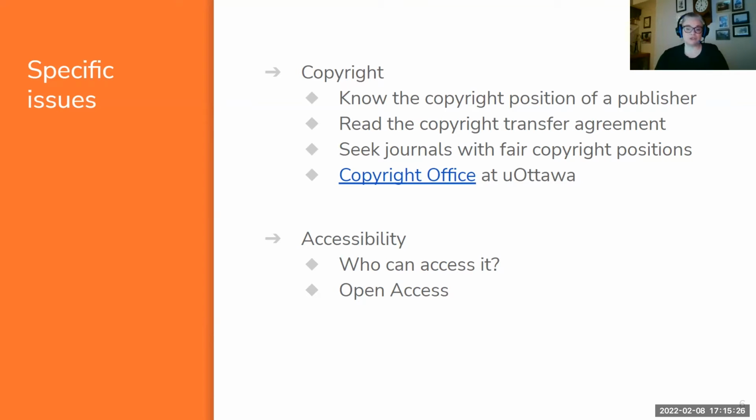Or if you have a patient who wants to access something, but they don't have access to a hospital, because not all hospitals have libraries, or an academic institution, how are they going to be able to read an article that oftentimes costs like $50, $60, $70, $80? Well, that, my friends, is where open access comes in.